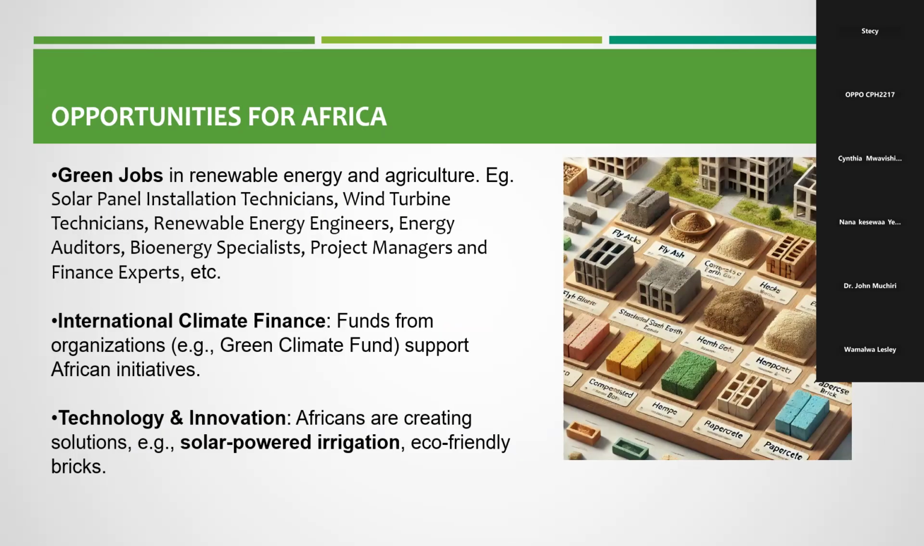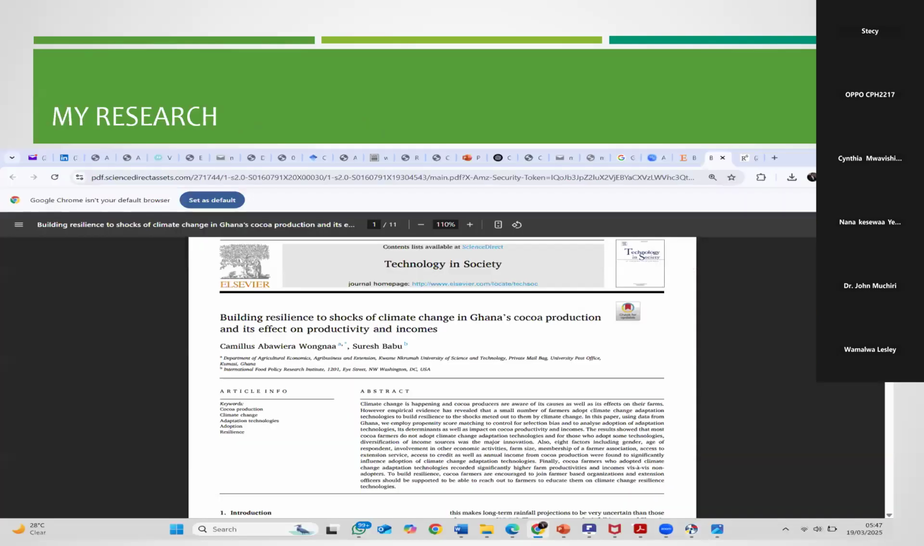So that is that. So personally, as an individual, normally in our universities, we don't only do teaching. A very important thing that we as lecturers are supposed to do, and also to train you students to do, is to do research. And that is the reason why in this Acclimatis program, we are not only giving you the lectures, the slides, and the videos, we also want you to do some research, embark on some projects. So I have personally done some studies on climate change. The first one I did was a paper published, I think, in 2022 in Technology in Society. The topic is building resilience to shocks of climate change in Ghana's cocoa production and its effect on productivity and incomes. In fact, some of the things that I talked about in this particular lecture are from the findings of this work.